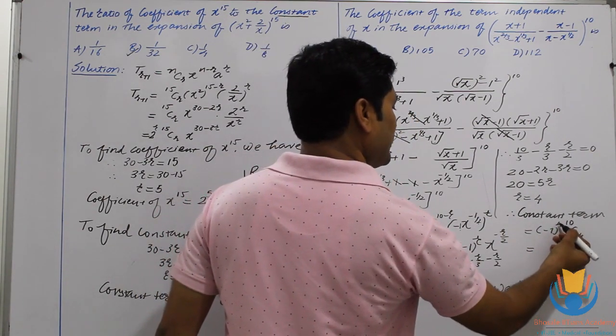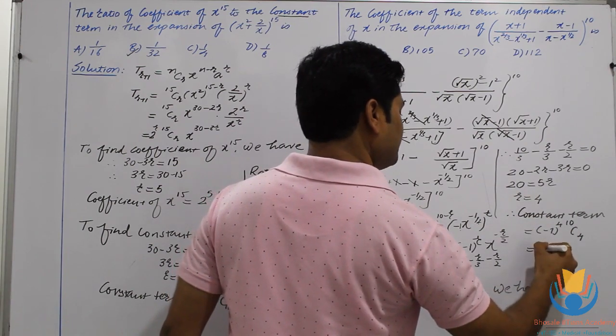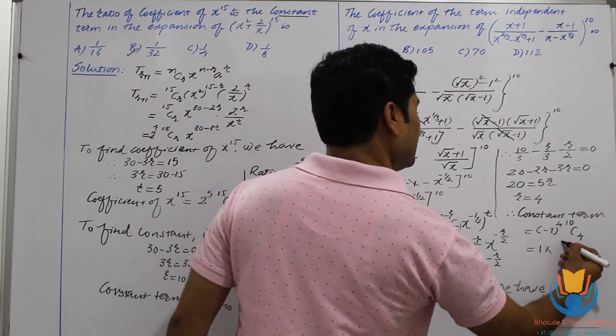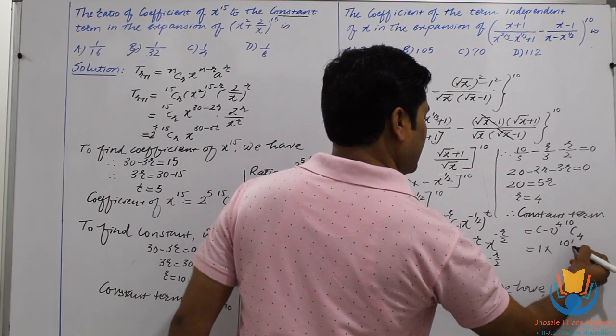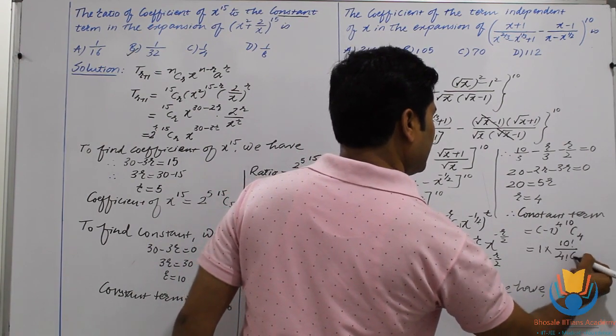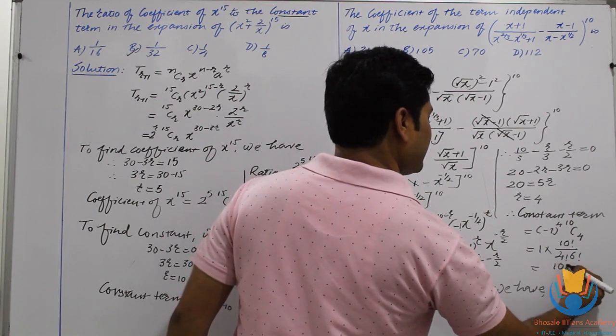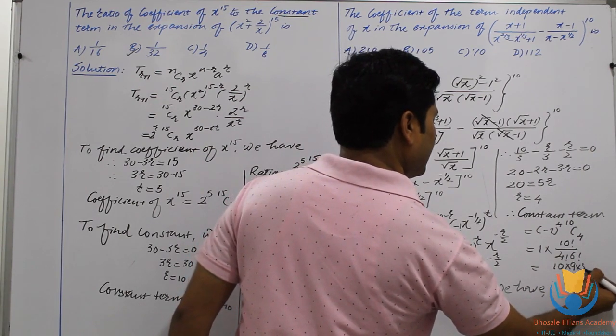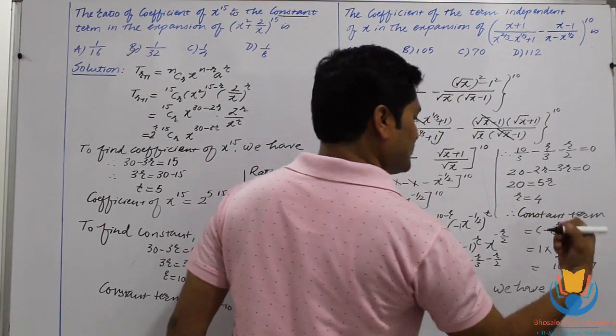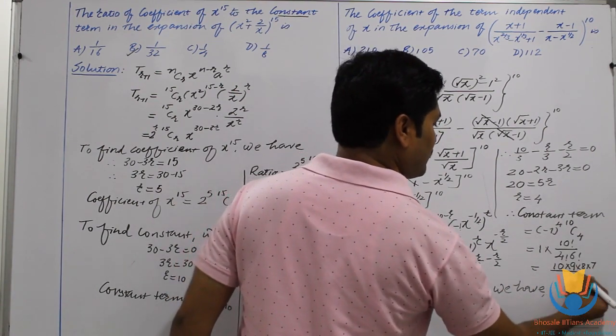So minus 1 raised to any even number is positive 1, and 10 factorial upon 4 factorial into 6 factorial. So this 10 factorial can be written as 10 into 9 into 8 into 7 into 6 factorial. So this 6 factorial we cancelled.